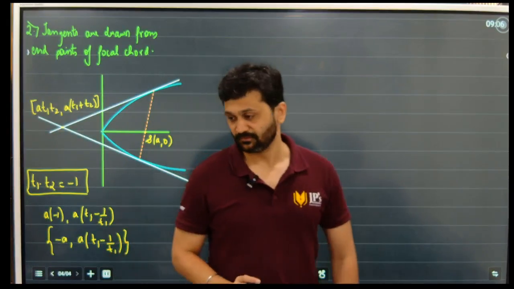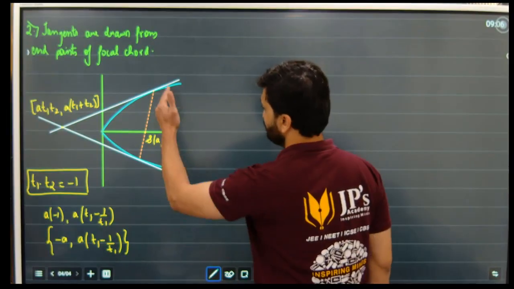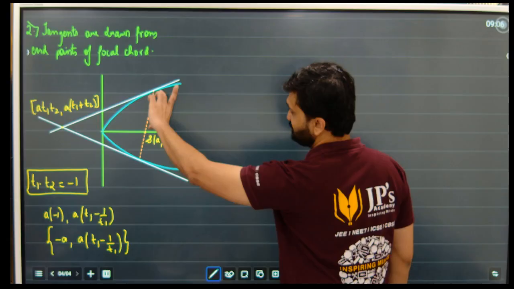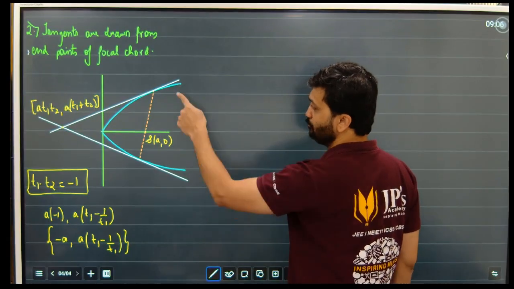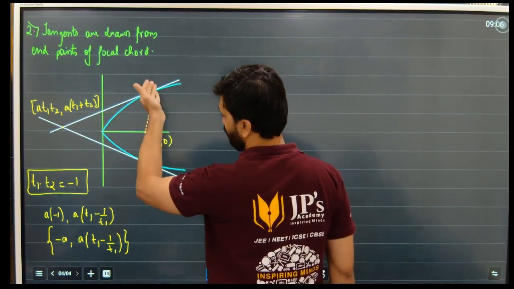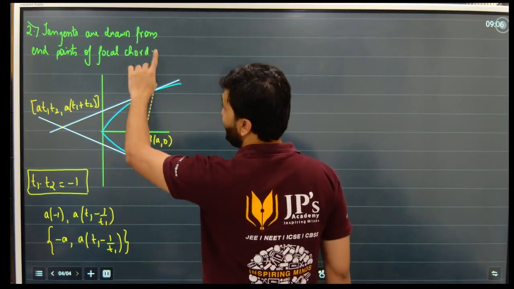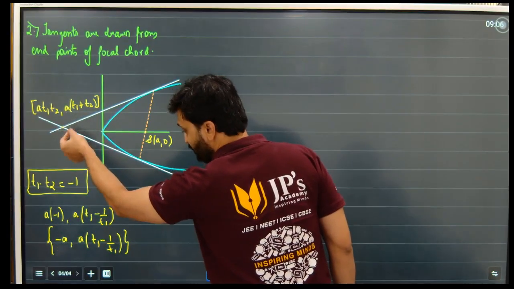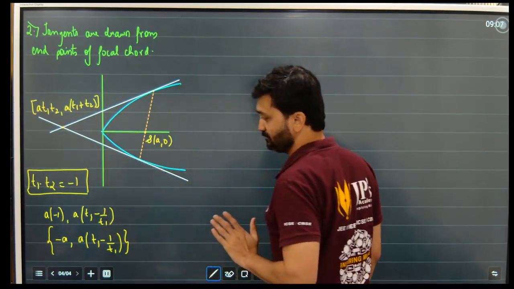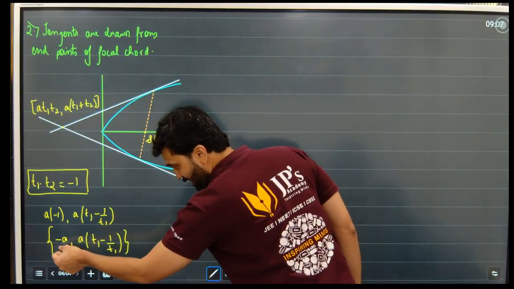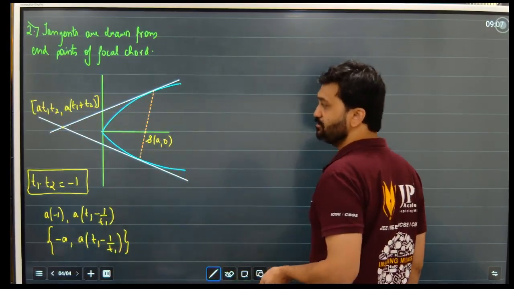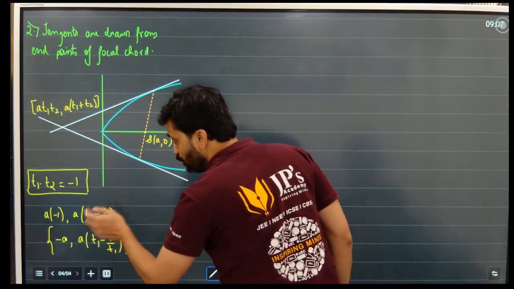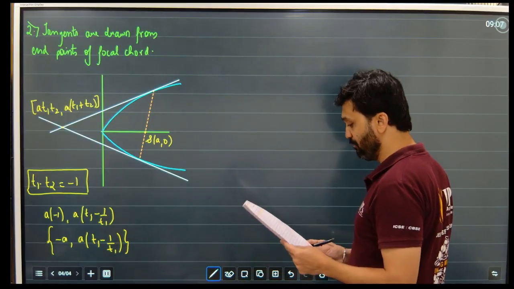So remember this, if it is passing and touching the two extreme ends of the focal chord, basically tangents are drawn from the endpoints of the focal chord. So I know that the point of intersection will always lie on the directrix, because my x coordinate is minus a, which is the equation of the directrix, that is x is equal to minus a. So it will always lie on the directrix, remember this.